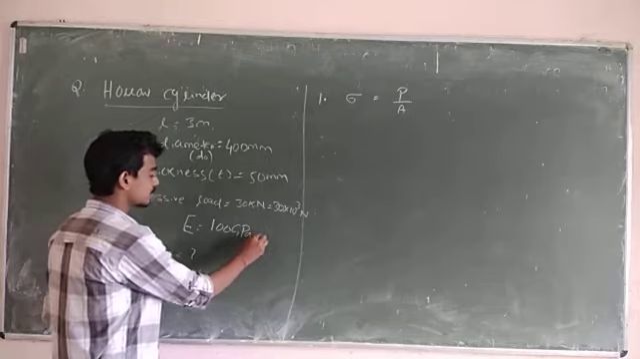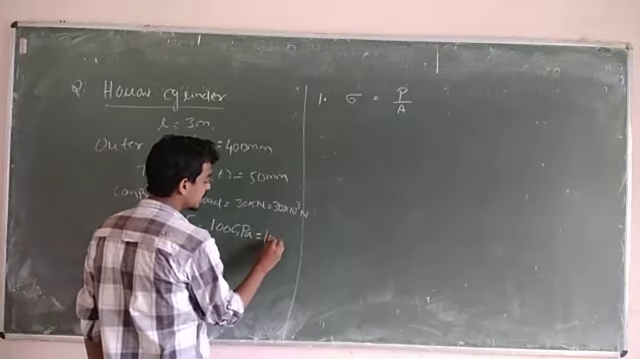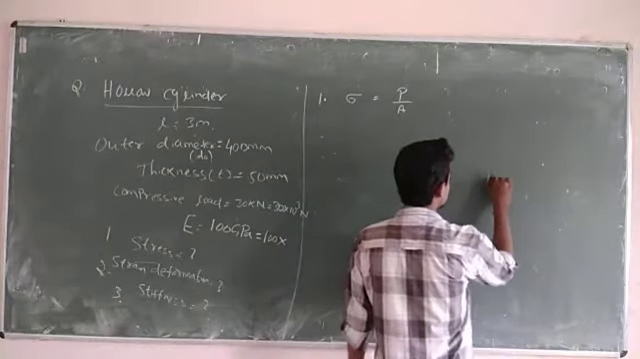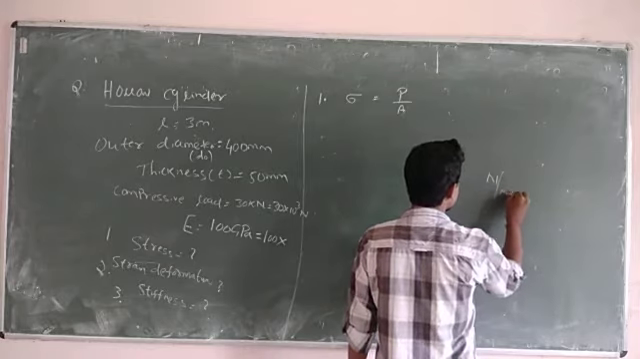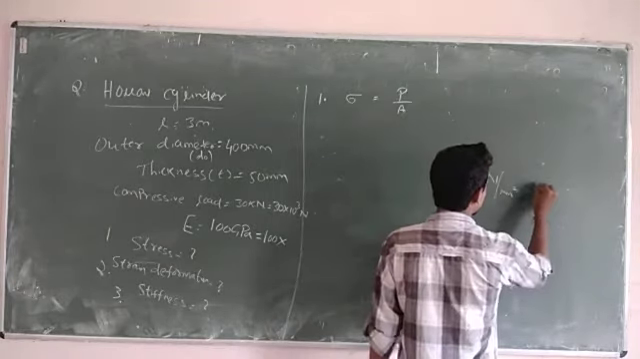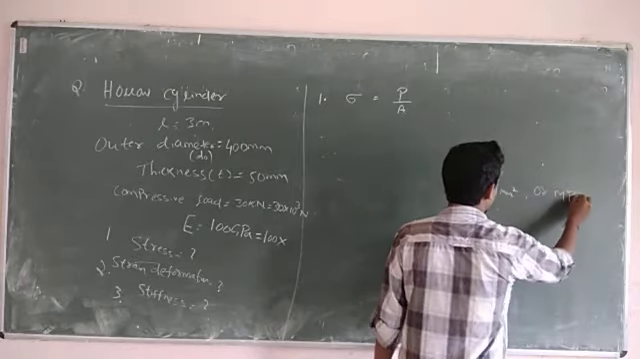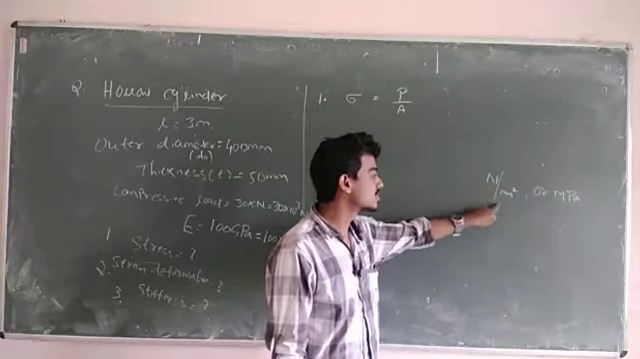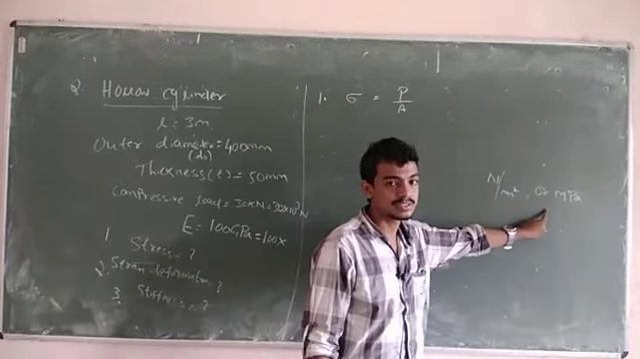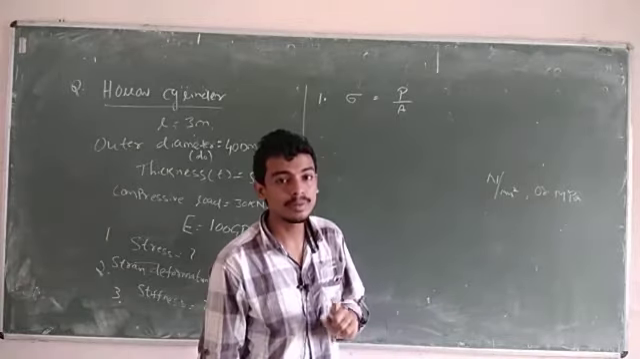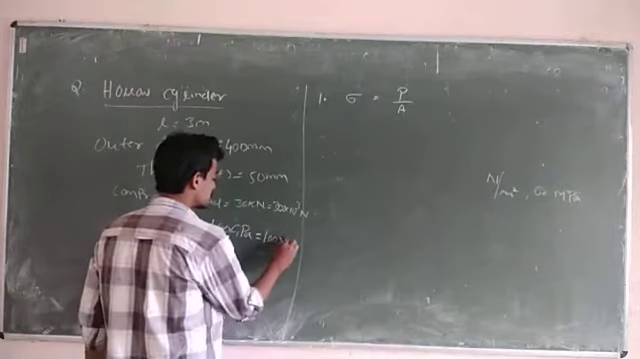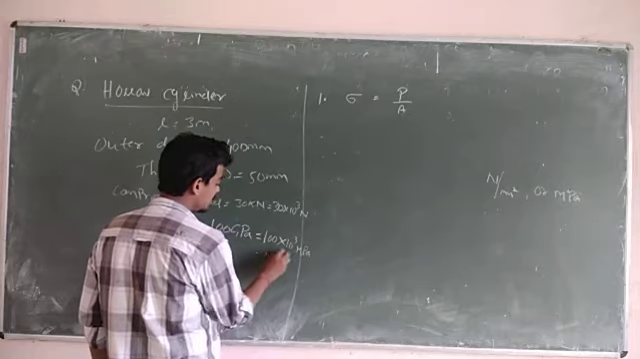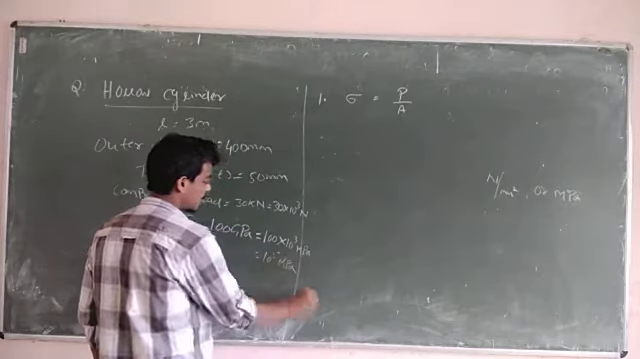Here also, 100 gigapascal means you have to convert into megapascal. Why megapascal? Because I already told you stress unit is Newton per mm square or megapascal. So always convert into these terms. 1 gigapascal equals 10 to the power 3 megapascal. Remember this, otherwise you cannot solve the problem. So it will become 10 to the power 5 megapascal. Clear?